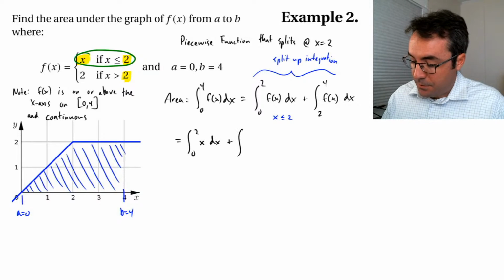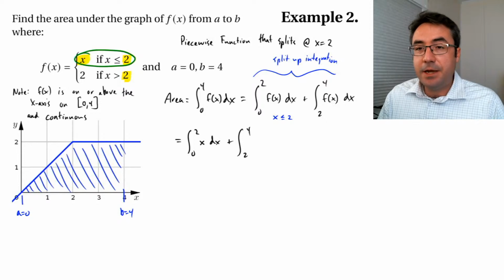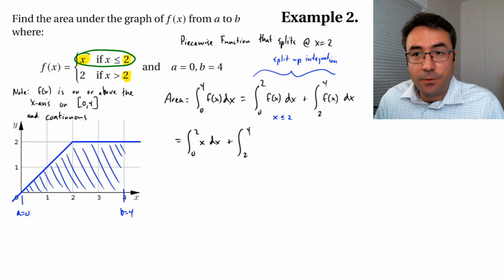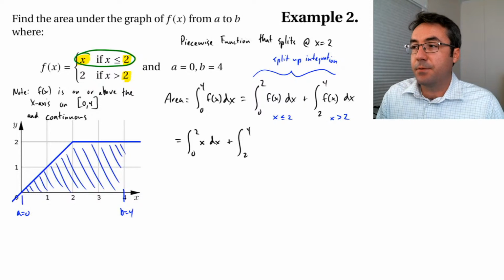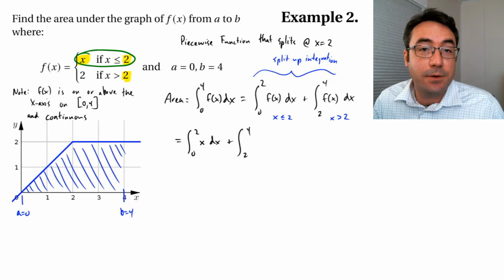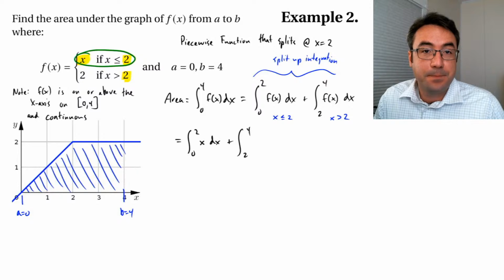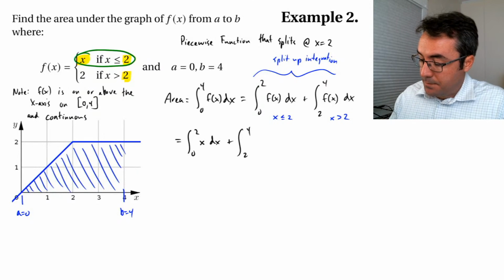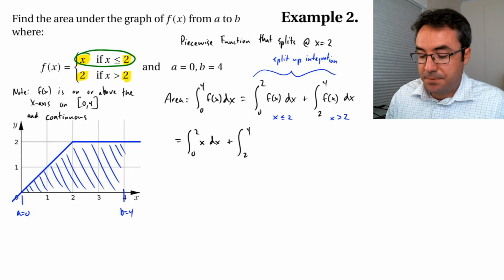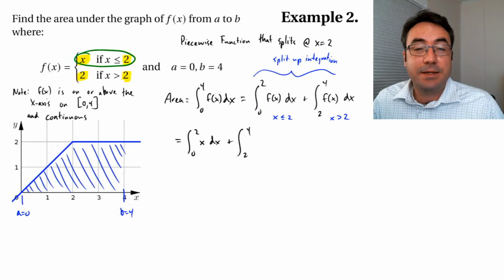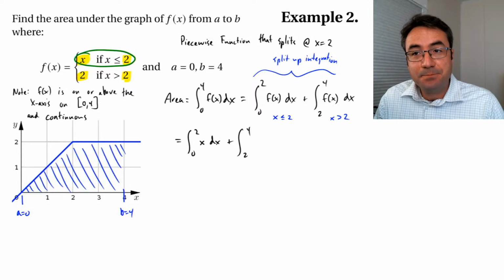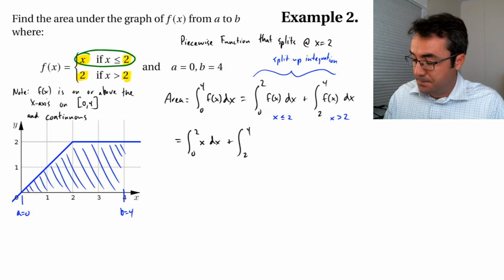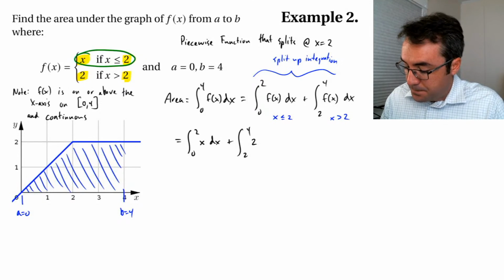Then we'll go to the integral from 2 to 4. Now here, x is between 2 and 4. So here we're going to look at the piece where x is greater than 2. And so when we go to our definition of our function, we find the piece where x is greater than 2, and we look up to see how our function is actually defined there. And we see that it's just a constant function. So in this case, 2.